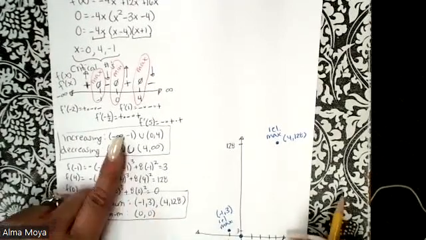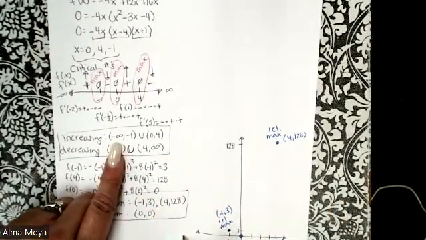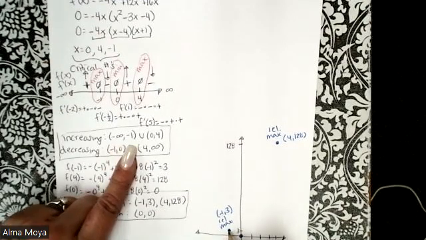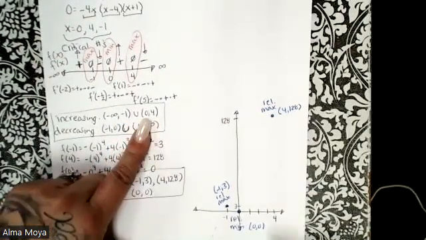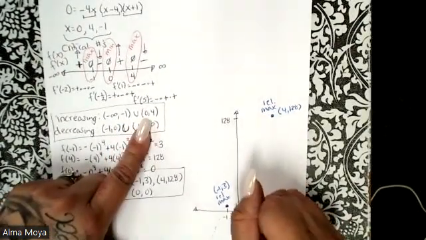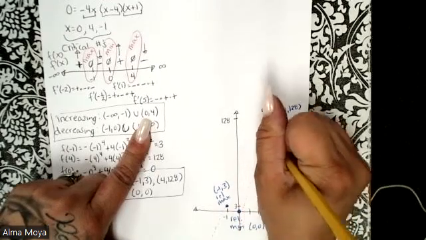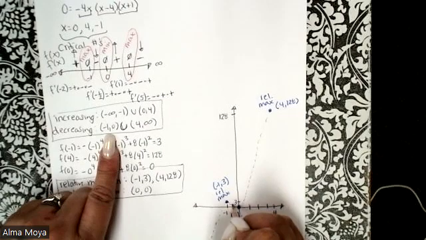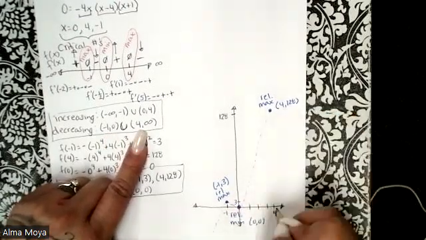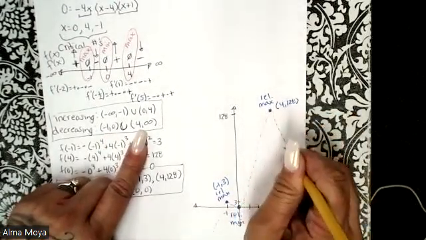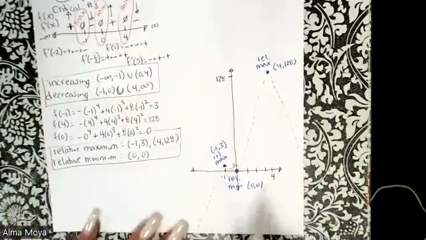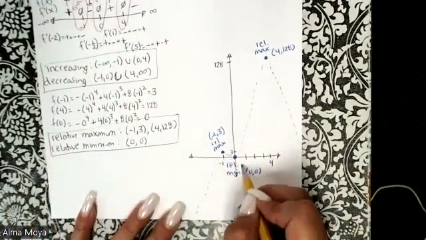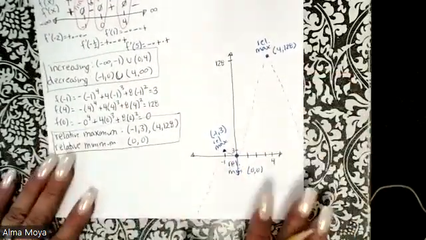Now I'm going to draw my increasing and decreasing. So from -infinity to -1, it's increasing. So that means it has to be going up somehow like this. And then from 0 to 4, so here's 0, here's 4, it has to be going up. And then it's going down from -1 to 0, so it's going down. And then it's going down from 4 to infinity. So then it starts going back down like this. So I know the graph goes up, then down.